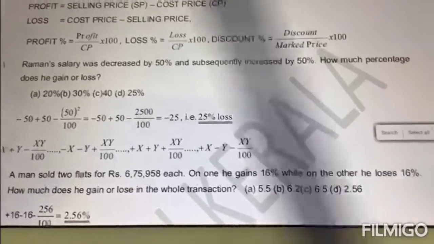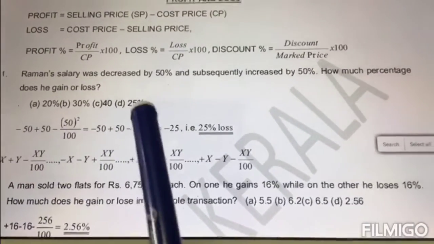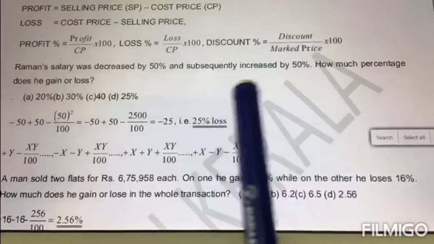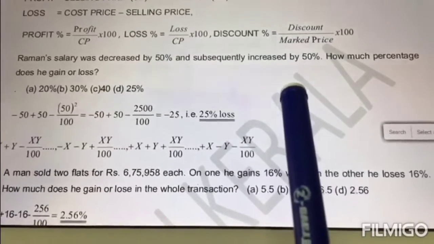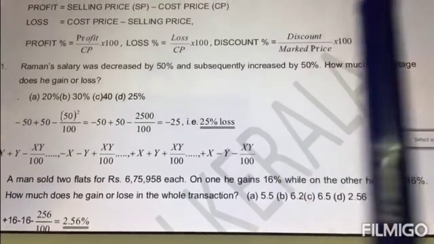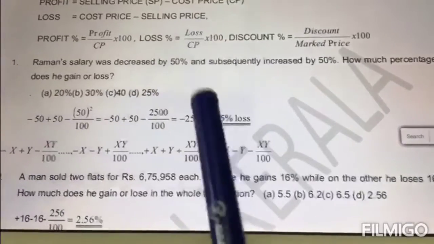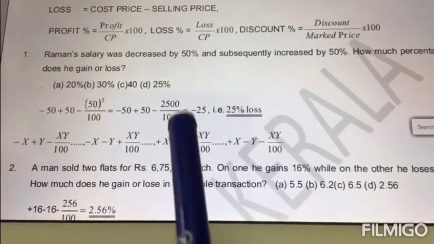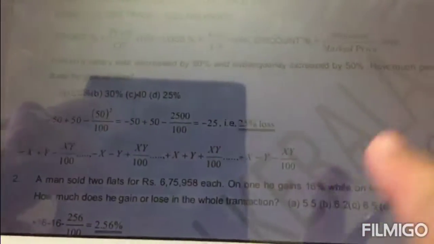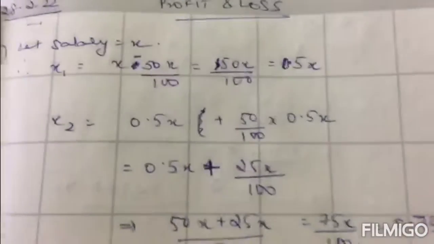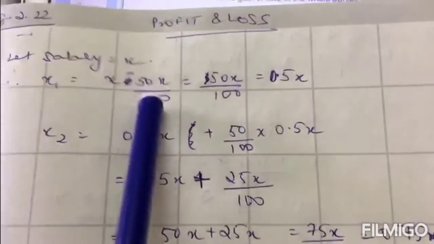So, first question. Raman's salary was decreased by 50% and subsequently increased by 50%. How much percentage does he gain or lose? They have given you a shortcut of doing it. I'll show it to you in my own way where I have done the workings, because I think it's easier to understand. So let the salary be X.